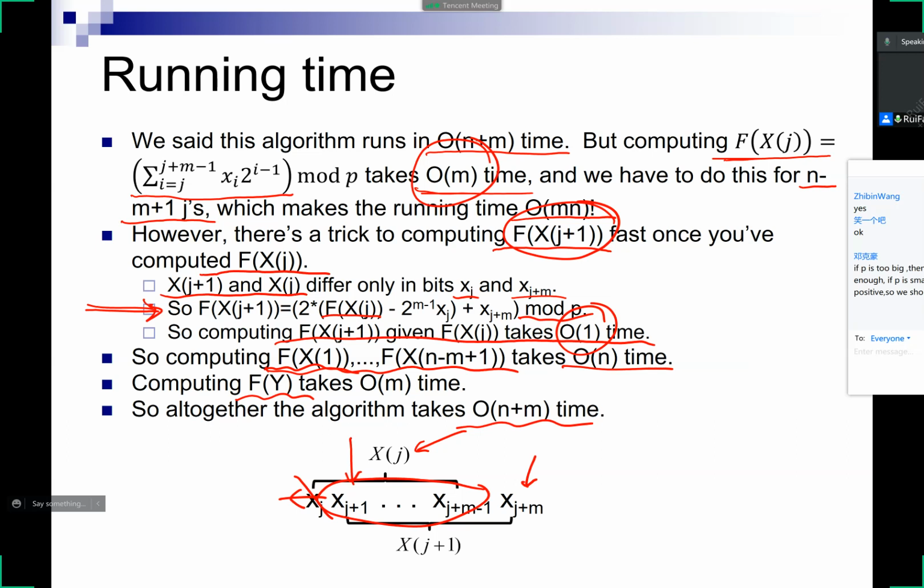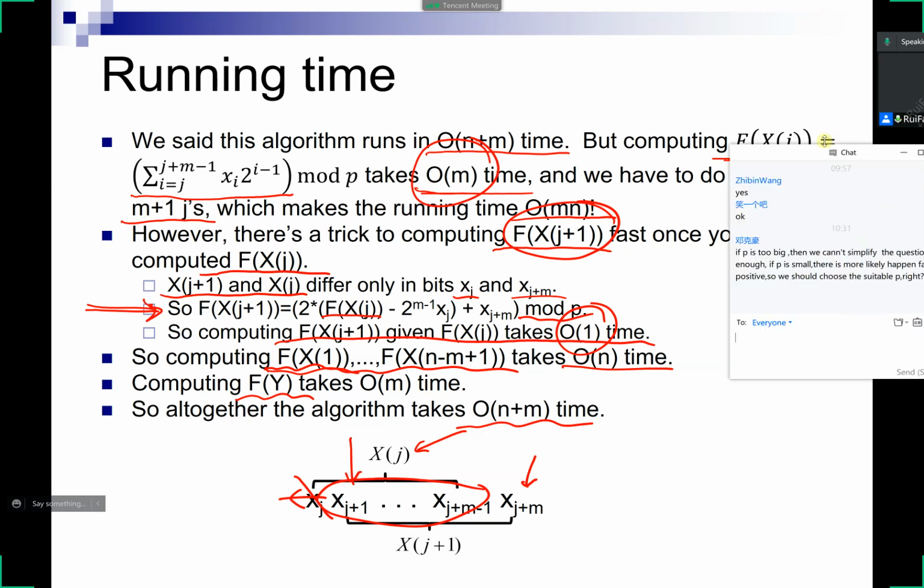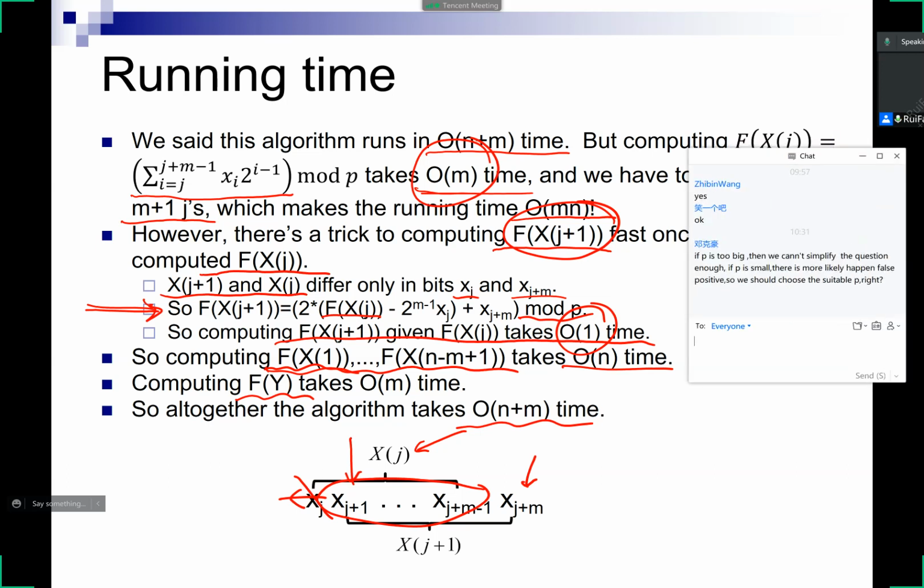Any questions about this? Okay, there's a question over here, so let me read this question first. If p is too big, then we can't simplify the question enough. If p is small, there's likely to... Oh, right, yeah.